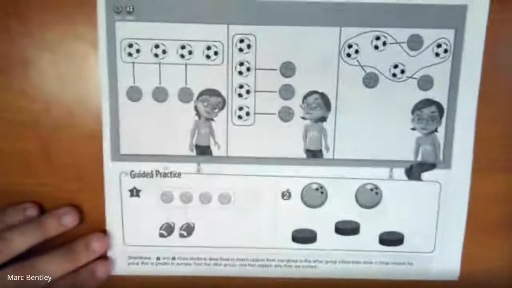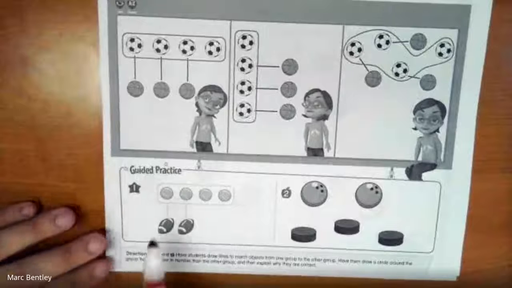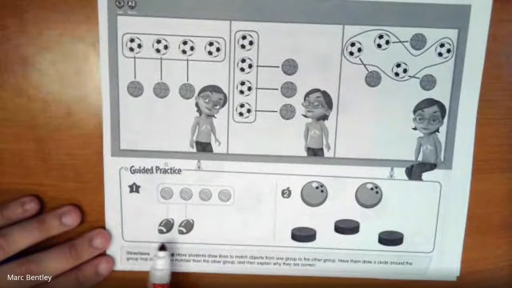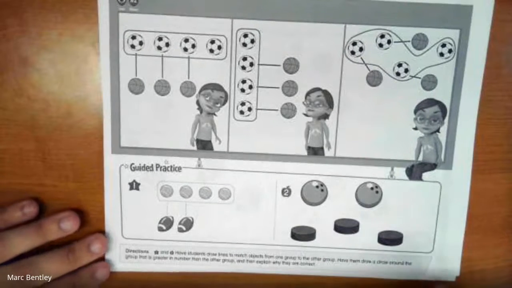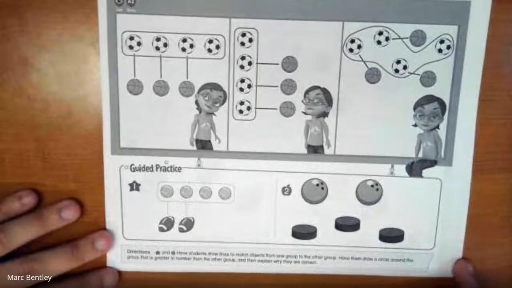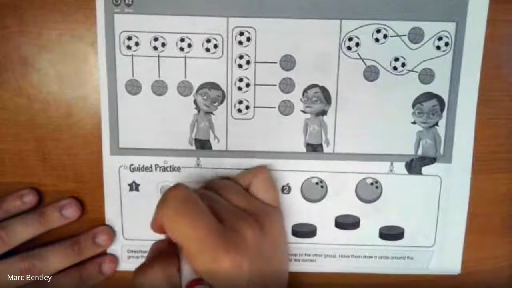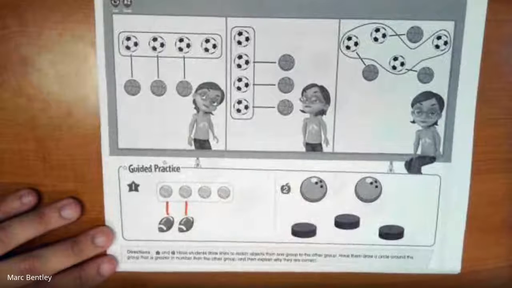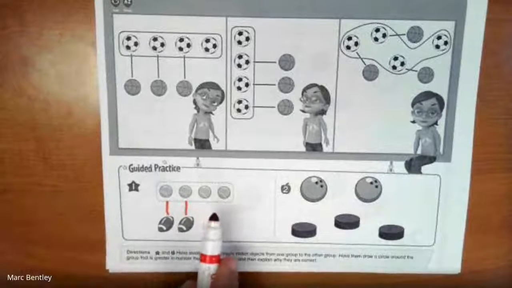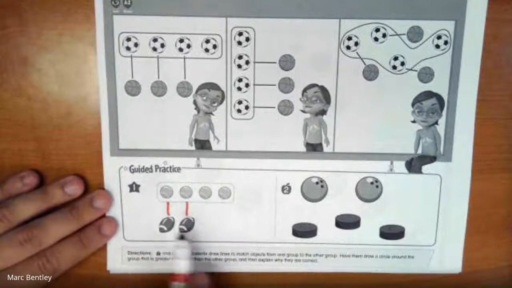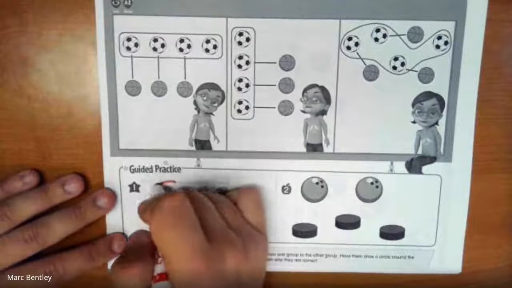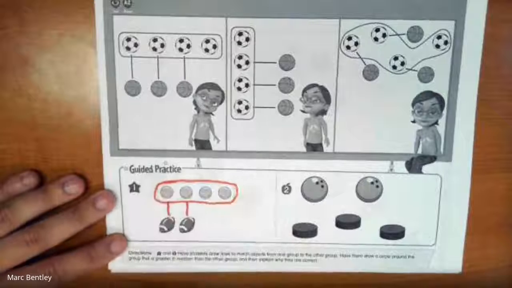So if we look down here at number 1, I have 2 sets of balls. It looks like we've got some tennis balls and some footballs. And I've got to figure out which I have more of. Okay, so I'm going to match them up. 1, 2. And I can see that I have 2 more tennis balls than I do footballs. Therefore, the number of tennis balls is greater than the number of footballs. And I'm going to go ahead and circle it.